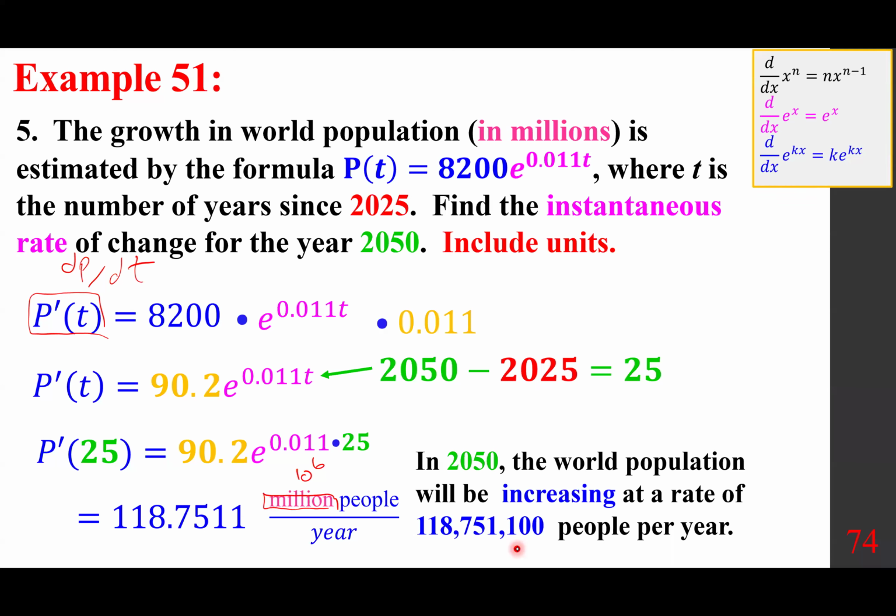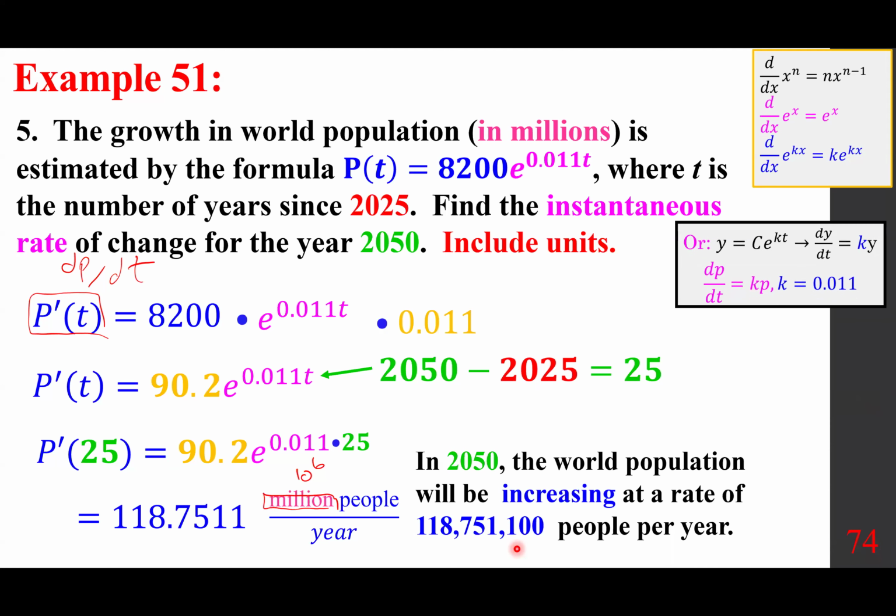I also want to remind you of some information you should have. When y is c e to the power of kt, dy/dt, of course, is ky, or dP/dt is kP. k is, in this case, 0.011. Okay.